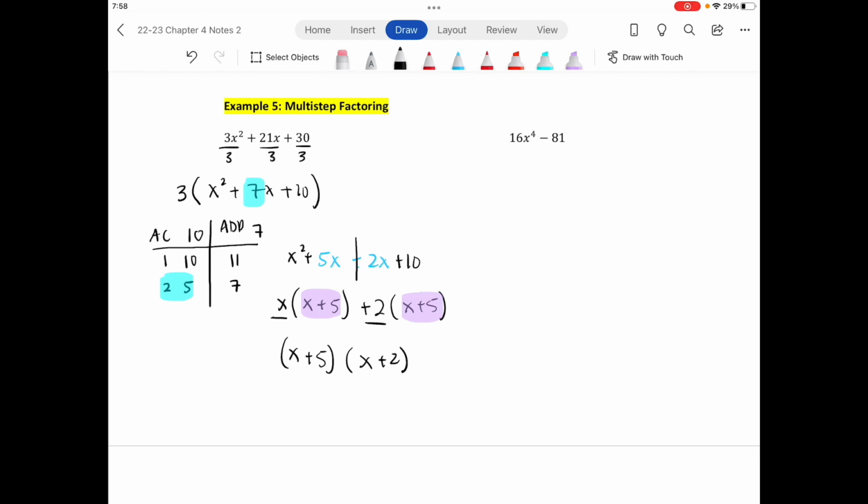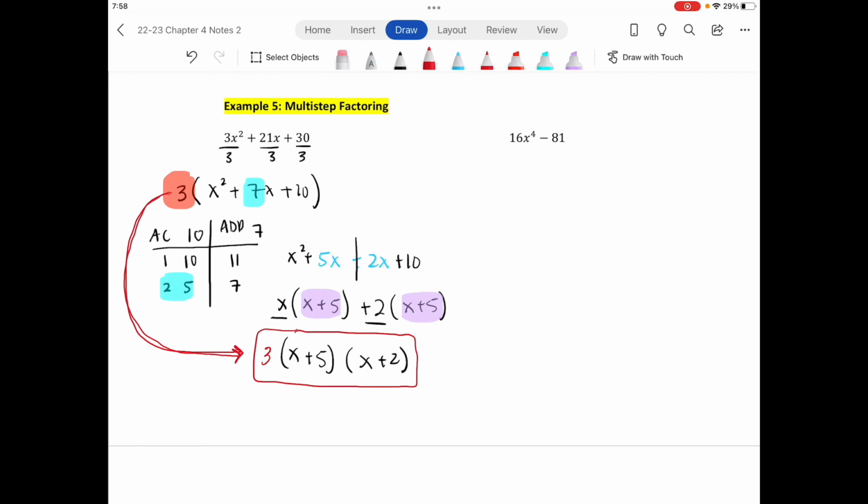However, before we finish and say this is our final answer, we need to remember, back from the very beginning, we had this greatest common factor. We need to remember to put our greatest common factor now out in front of our expression. Now we have our completely factored form. We first use the greatest common factor method, then we use the AC method. So this problem is no different from what we did in example number 3. However, in the very first step, we pulled out a greatest common factor and had to remember to bring the greatest common factor back down in our final answer.